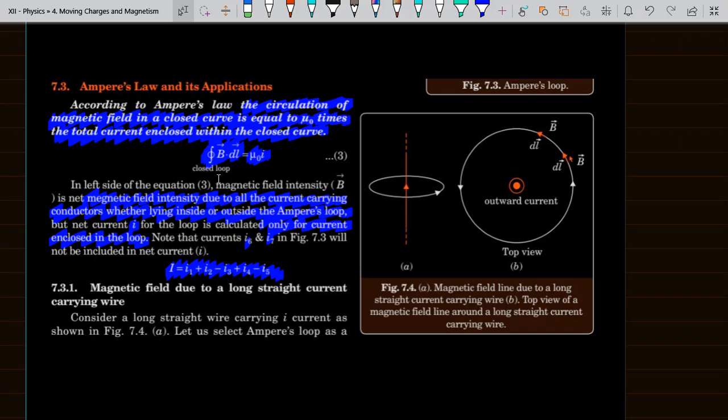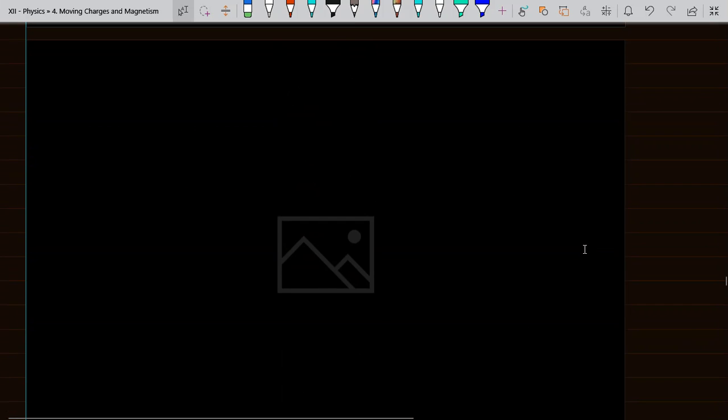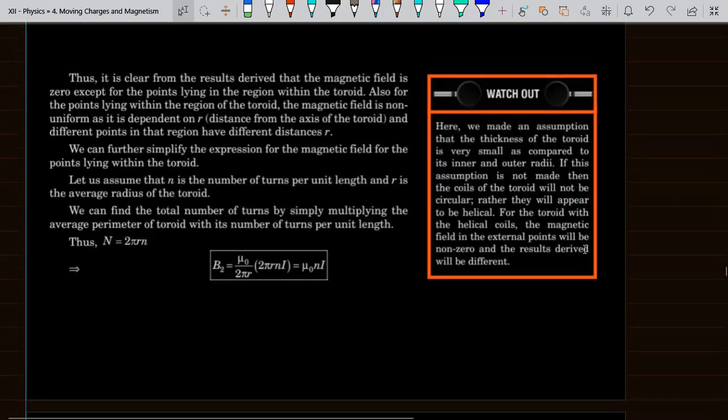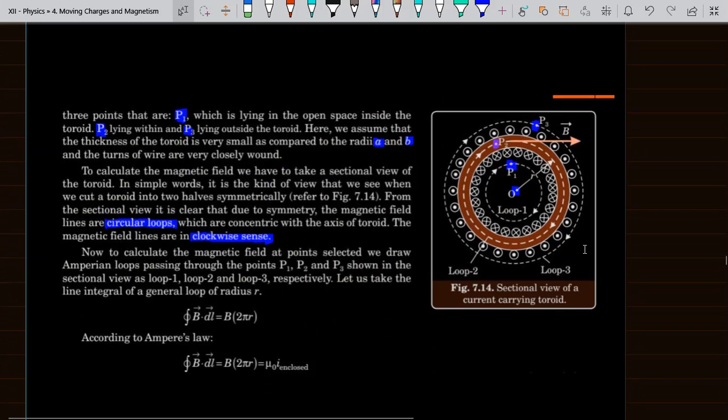Now the current in a toroid is coming out from upward, coming out. तो यहाँ पे एंटी क्लॉकवाइज होना चाहिए सेंस, लेकिन क्लॉकवाइज है. I think it will become clear as we go ahead.